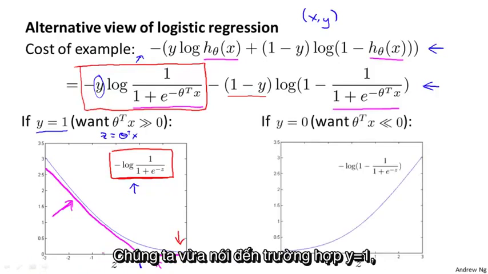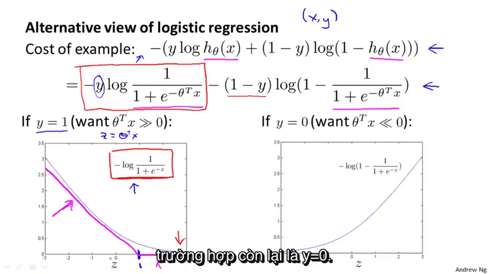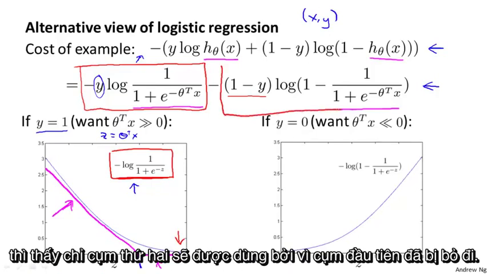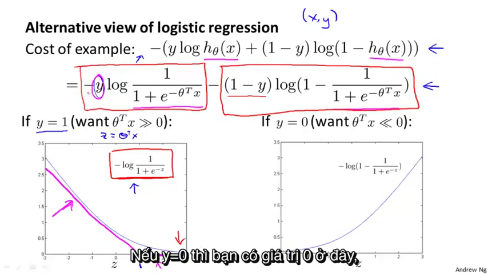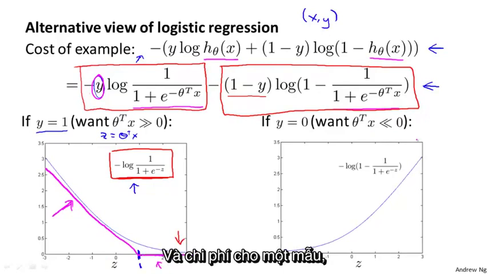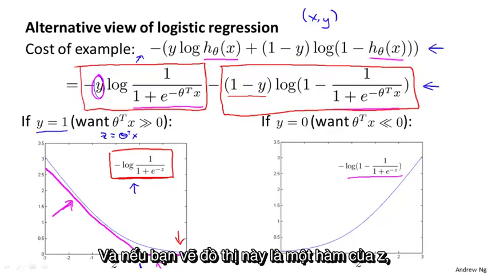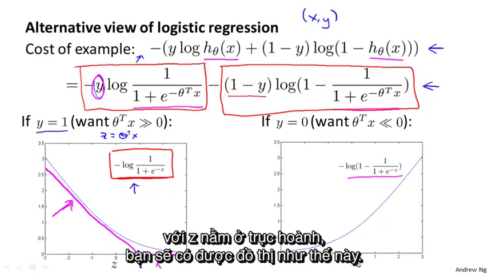We just talked about the case of y equals 1. The other case is if y is equal to 0. In that case, if you look at the cost, then only this second term will apply, because the first term goes away, right? If y is equal to 0, then you have a 0 here. So you're left only with the second term in the expression above. And so the contribution of an example to the cost function is going to be given by this term over here. And if you plot that as a function of z, with z on the horizontal axis, you end up with this curve.